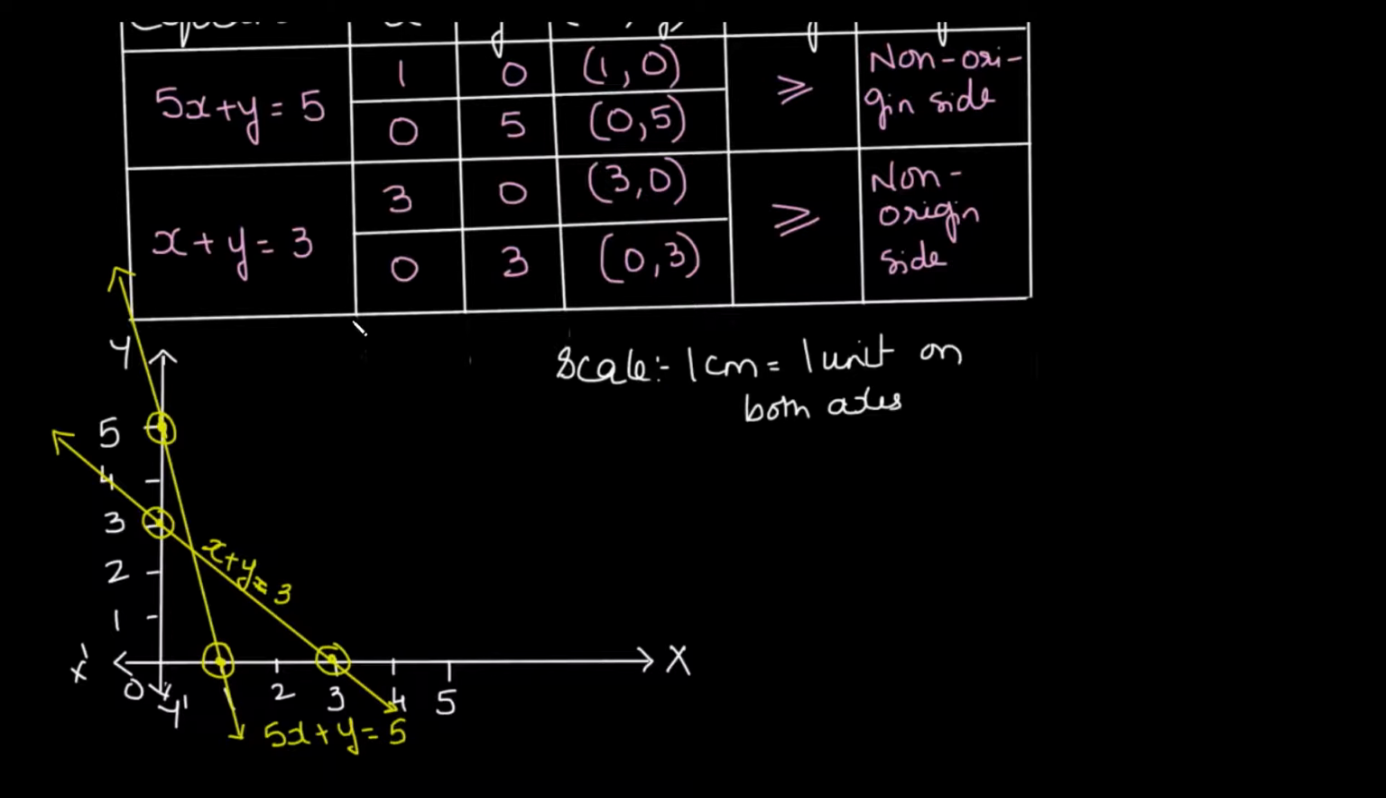Okay, now the region. In the case of both these lines, the solution lies on the non-origin side of the line. That means for this line also the solution is this side. Same way for this line also the solution is on the non-origin side. The region which is common to both these lines is this region. Let me show it to you with a different color so that it is easy to make out. So this is the region which is common to both these lines.